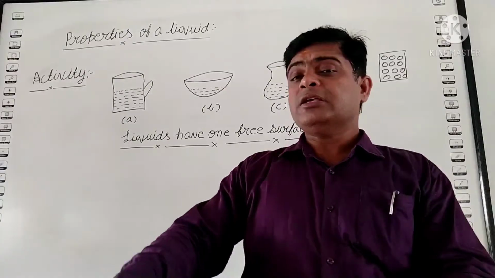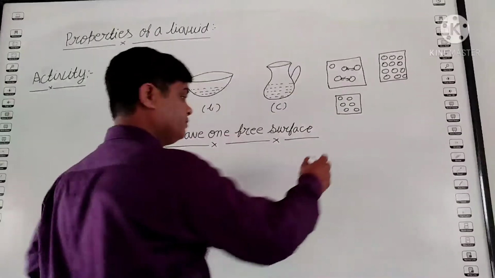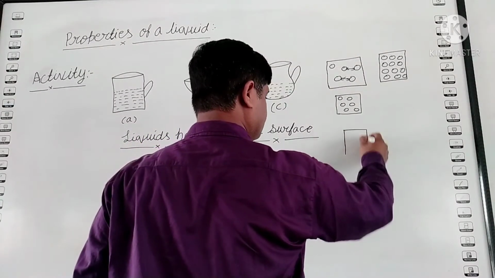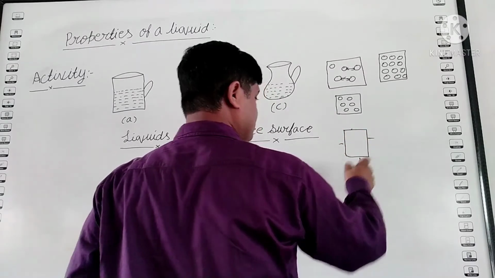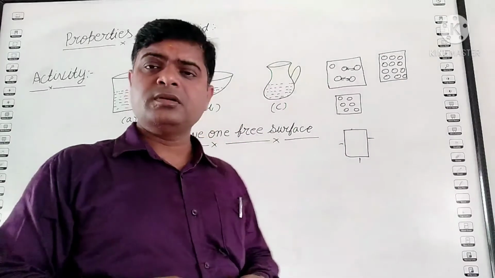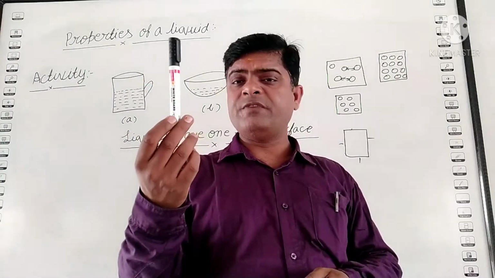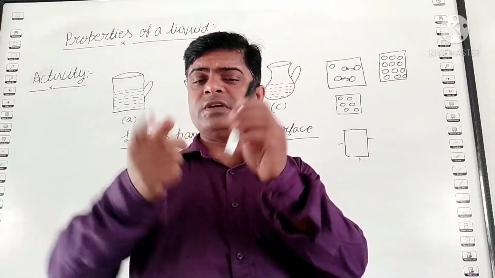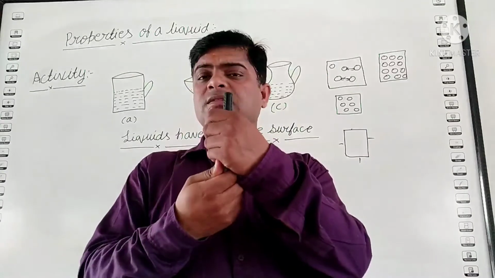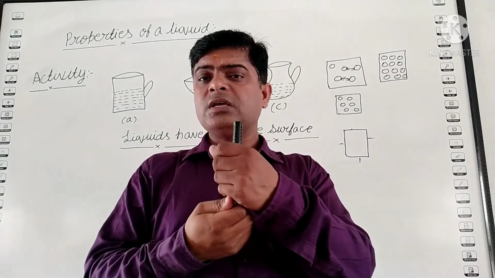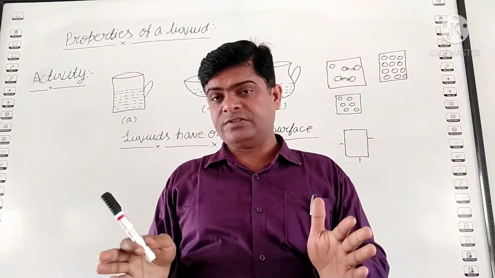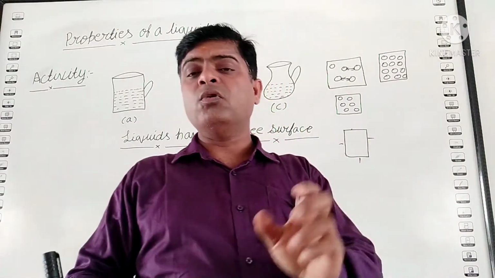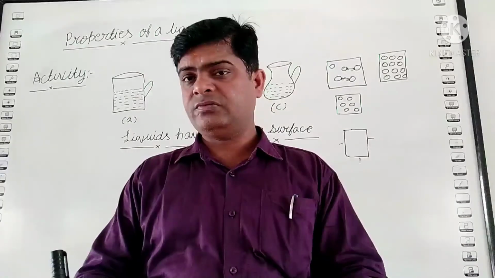So student, you know in solids there are many free surfaces. Suppose this is the marker. How many free surfaces? 1 free surface, 2 free surface and 3 free surface. Okay? So solids have many free surfaces, but in liquid only 1 free surface.